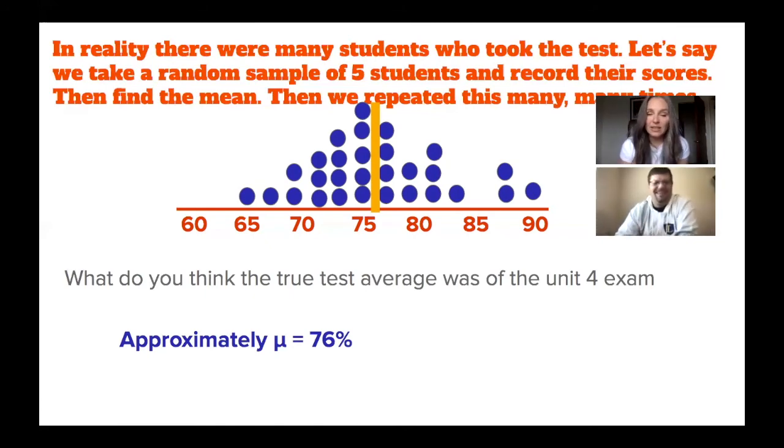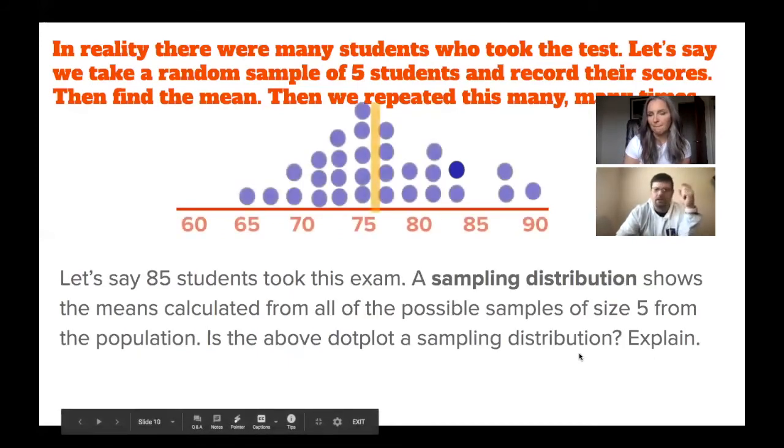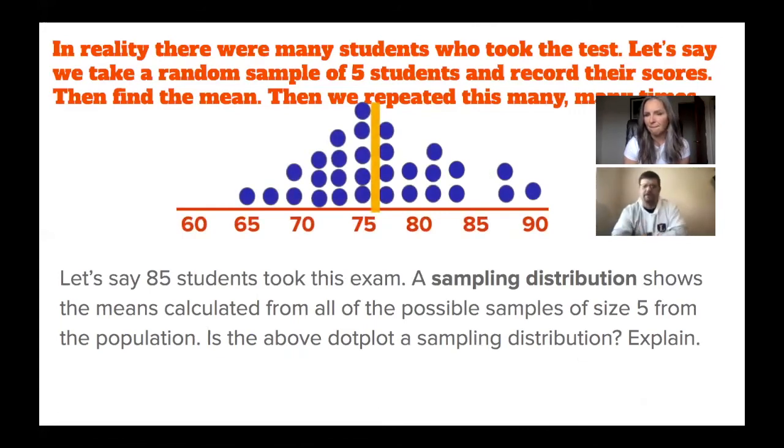So when I look at this graph and I think, okay, if I want a true test average, a true test average would be mu, because that would be my population. I'm now using my means to determine something that's true overall about the test itself, okay? And so I'm saying, according to this, it looks like mu is approximately 76%. And again, even with 85, it'd still be a pain in the neck to get my calculator out and average 85 test scores when I could just do it with a sample. But in reality, in most applications, we have way more than 85 in our population. So let's say 85 students took the exam.